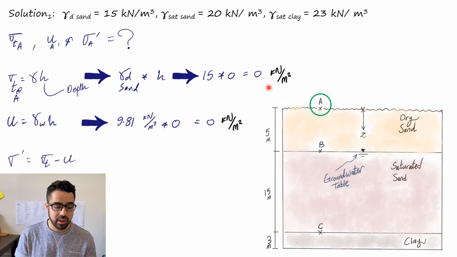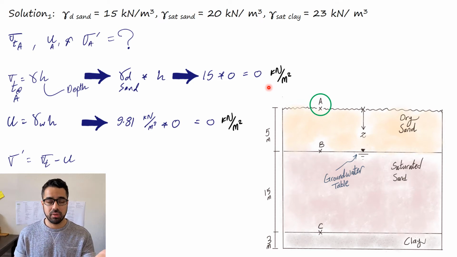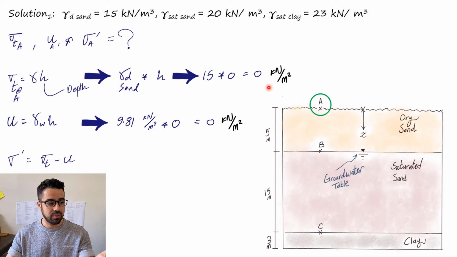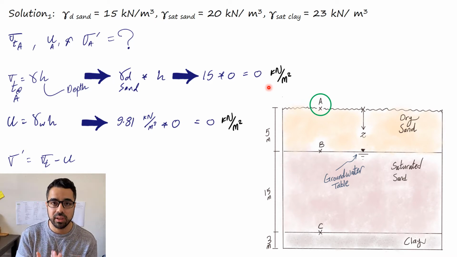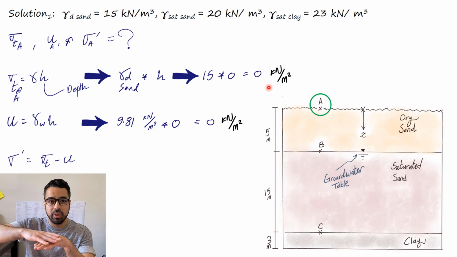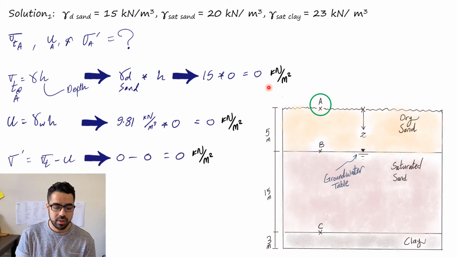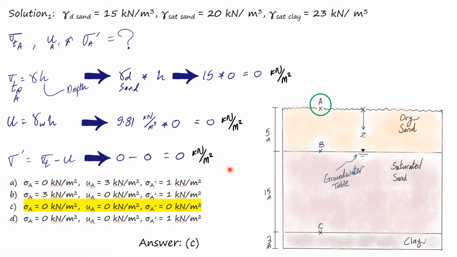Done. Easy. Effective stress is basically the subtraction: total stress minus the pore water pressure. If you subtract the pore water pressure from the total stress, you're going to get the effective stress. What is the effective stress? Basically, the stress that comes purely from the soil on top of the point you're looking to find the stress at. So total stress is 0, pore water pressure is 0, it'll be 0. So in this case, it's C.